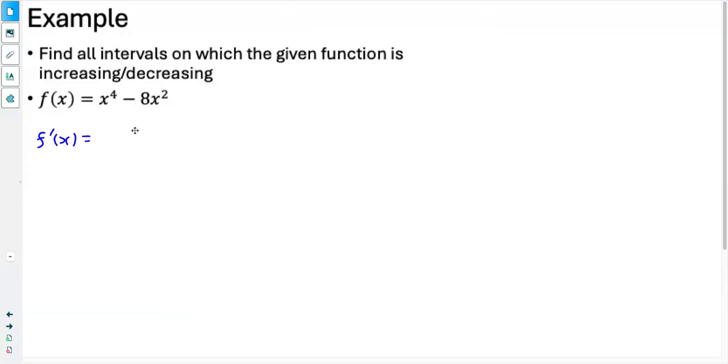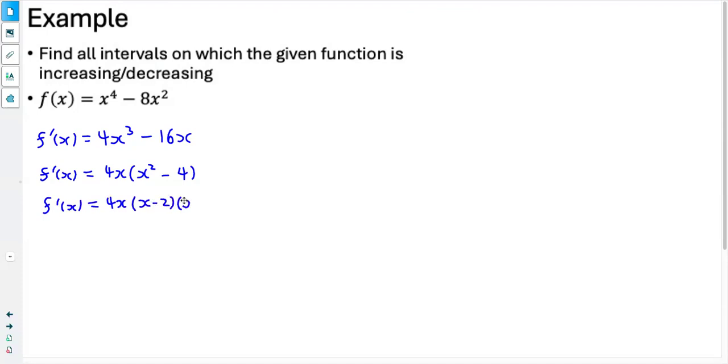So our derivative of x to the power 4 is 4x cubed, and then minus the derivative of x squared is 2x multiplied by the negative 8, we get negative 16x. Now when I look at this, I can see I can factor a 4x out of both those terms. So it'll be 4x times x squared minus 4. Now what we'll notice here is this is a difference of squares. So we can factor that. So we've got f prime of x is equal to 4x times x minus 2 times x plus 2.